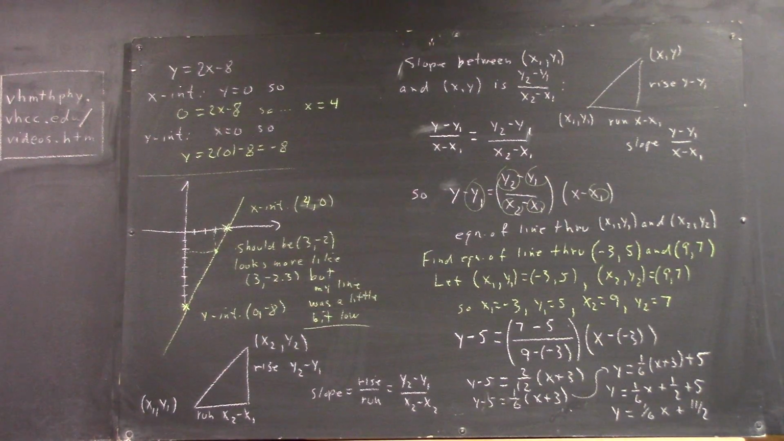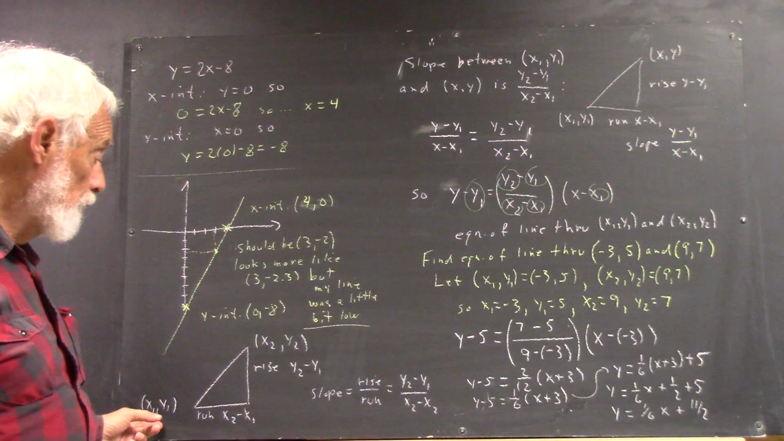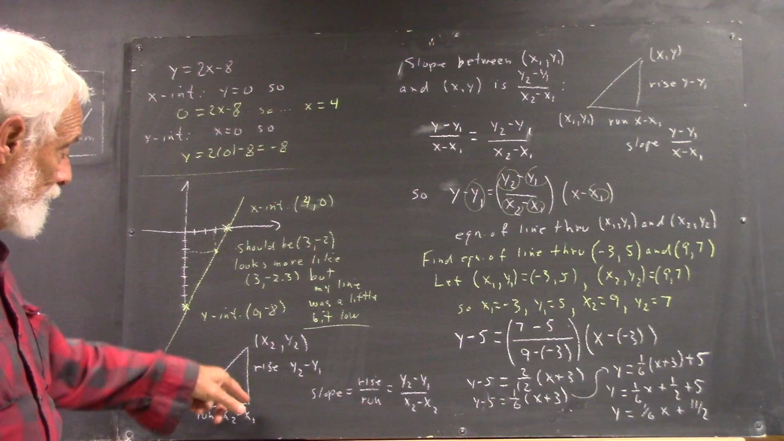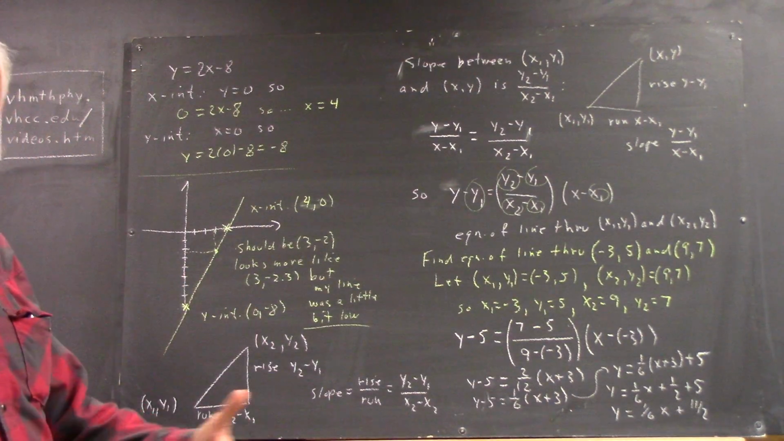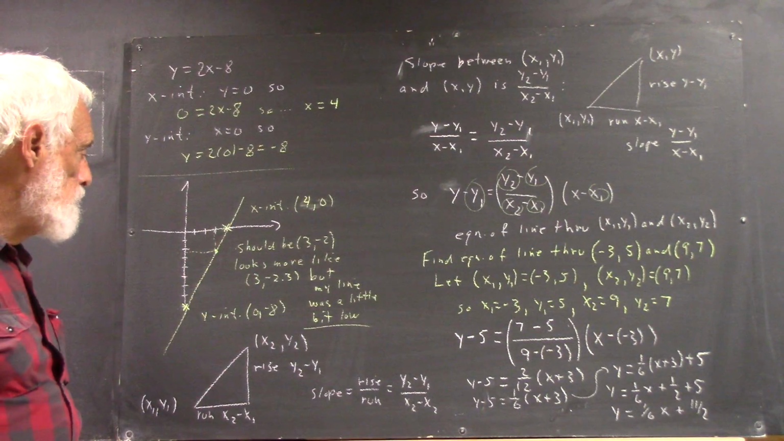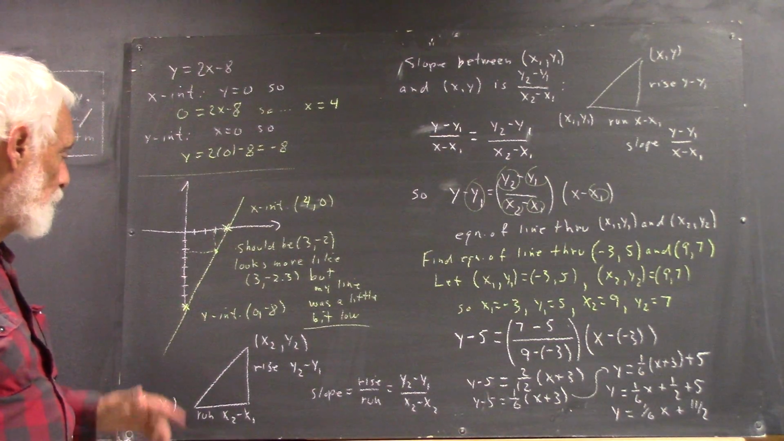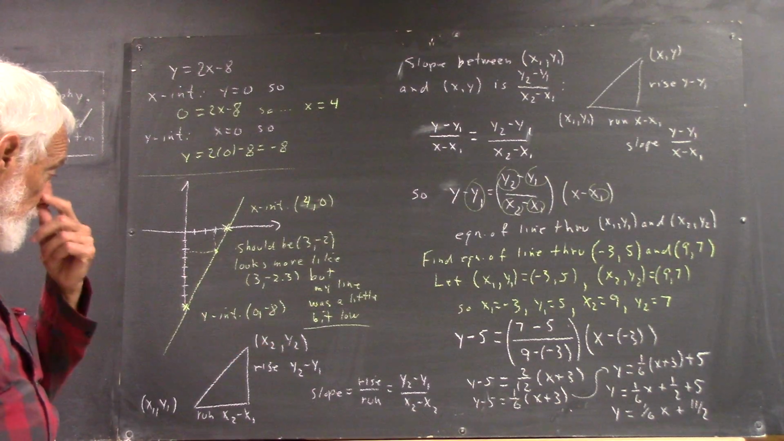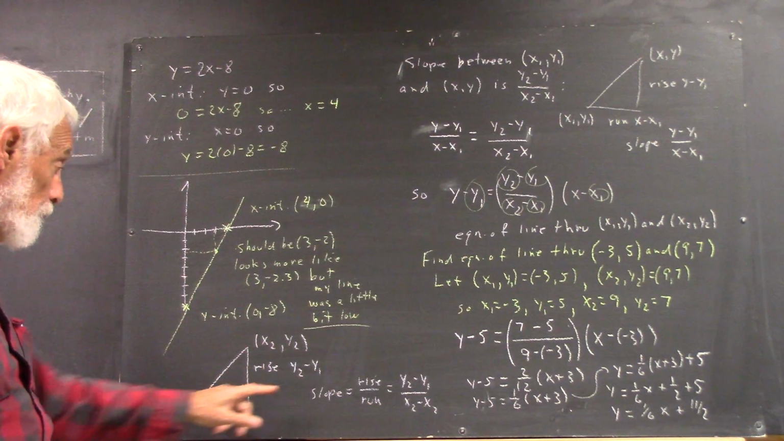Okay, next we start with the fundamental triangle between the points x sub 1, y sub 1, and x sub 2, y sub 2. Again, you should be able to instantly draw this and label it. And then, very quickly, see what the rise is. Well, the y-coordinate goes from y1 to y2. So if we go from here to here, the rise is y2 minus y1.